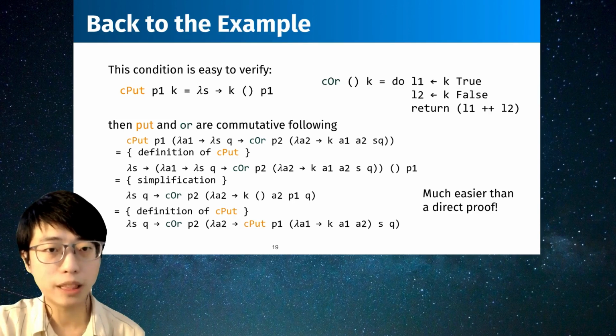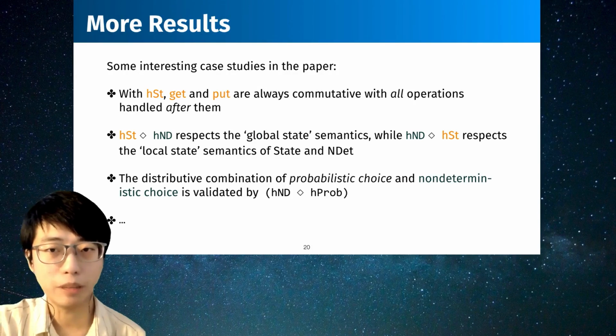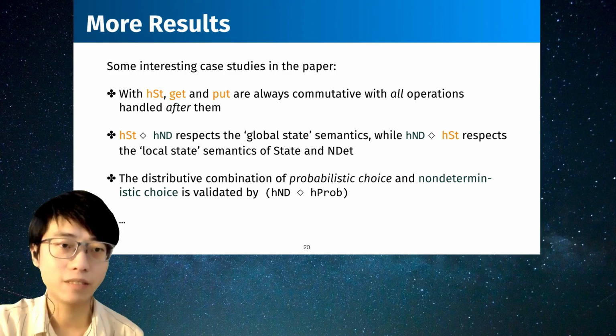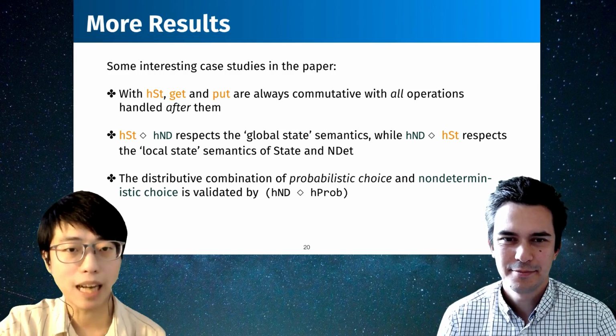And there are also some more case studies in the paper, which you may find interesting. For example, we show that with the standard handler of state, the stateful operations, get and put, are always commutative with any operations handled after the state handler. This is a generalization of the running example we've just seen. So these are basically what we have in the paper.